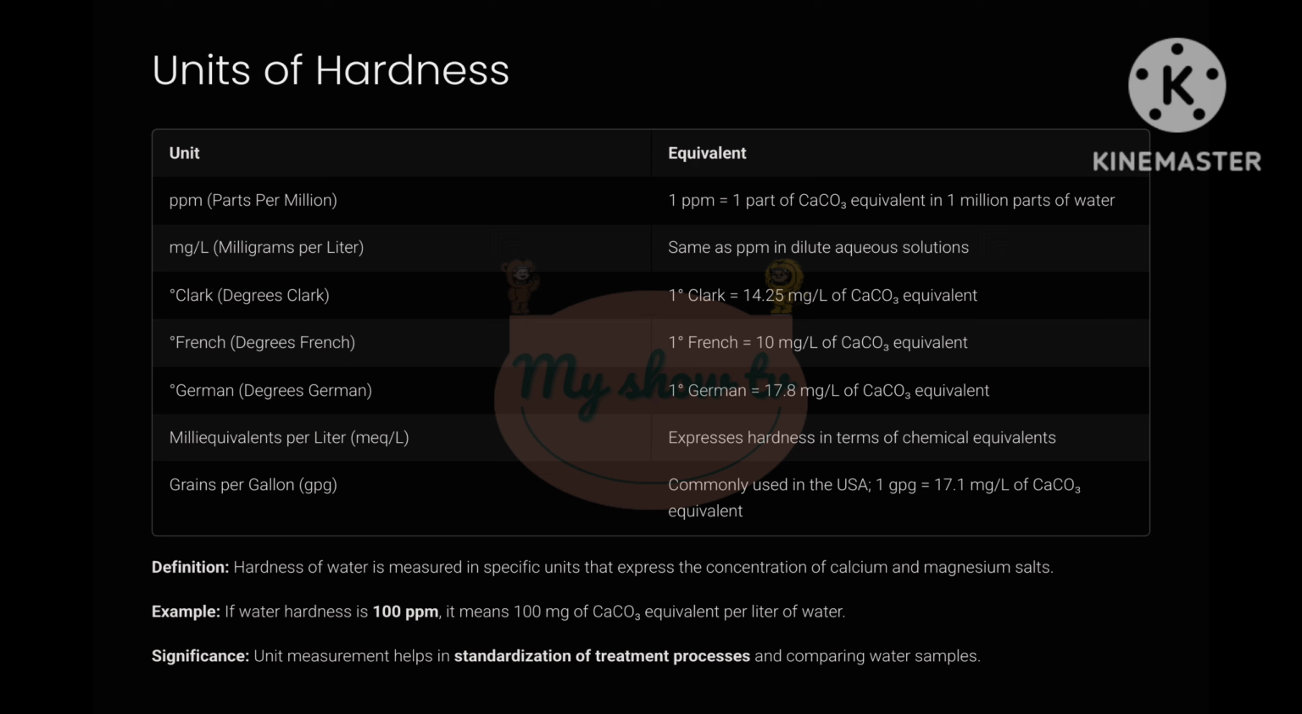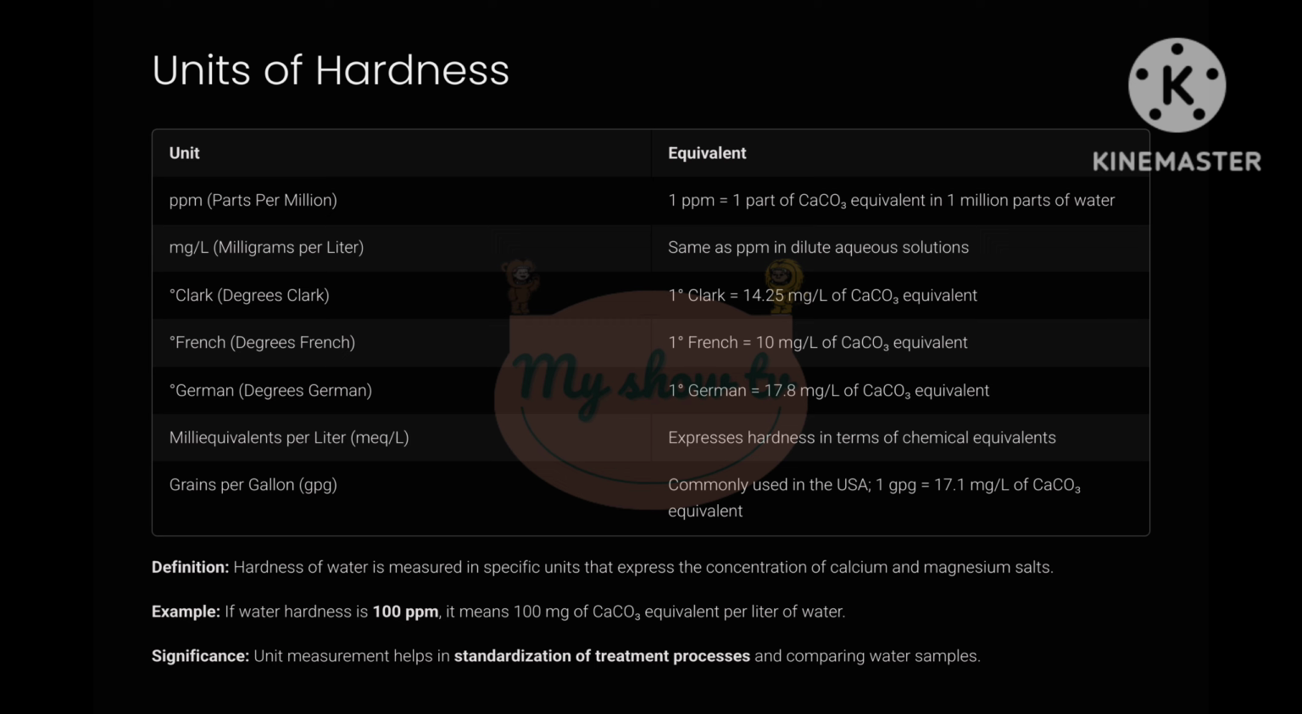3. Degrees Clark. 1 degree Clark equals 14.25 milligrams per liter of CaCO₃ equivalent. This unit is used in the UK. 4. Degrees French. 1 degree French equals 10 milligrams per liter of CaCO₃ equivalent. Popular in European countries. 5. Degrees German. 1 degree German equals 17.8 milligrams per liter of CaCO₃ equivalent. Used in Germany and surrounding regions.